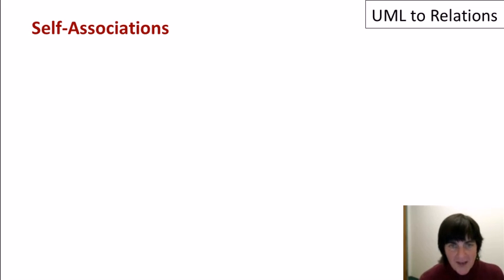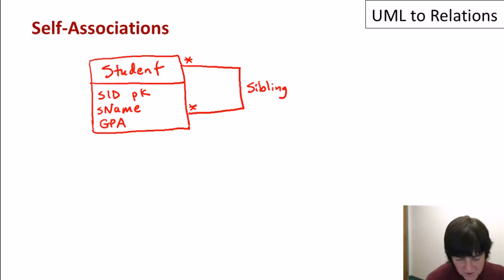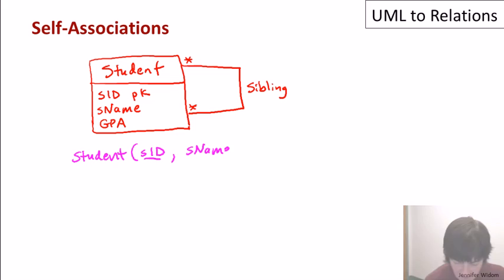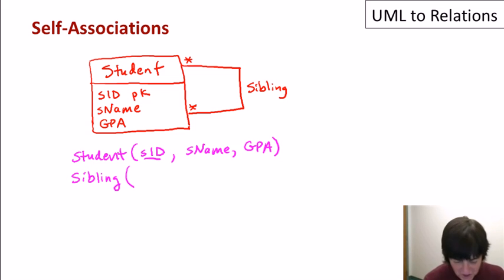Now let's take a look at how self-associations are translated to relations. It actually follows exactly the same rules, but it's worthwhile looking at to see exactly what happens. So here was our first example of association, which was sibling relationships between students. In this case, we generate the relation for the class, as usual, student ID, name, and GPA. And then we generate a relation for our association, just following the same rule we already had when we had an association between two different classes. So we need to grab one key from each side. Well, it's the same side that we're grabbing from.